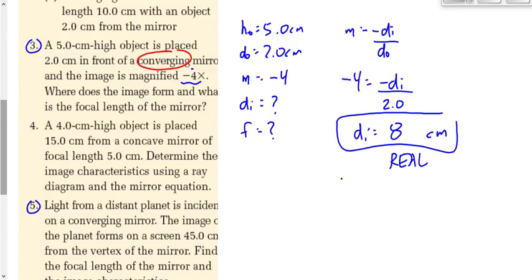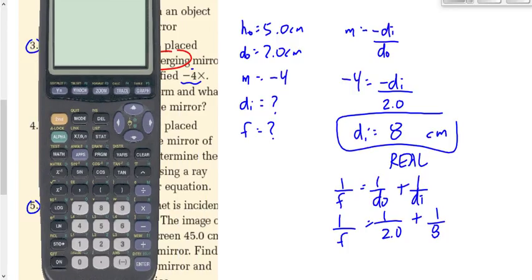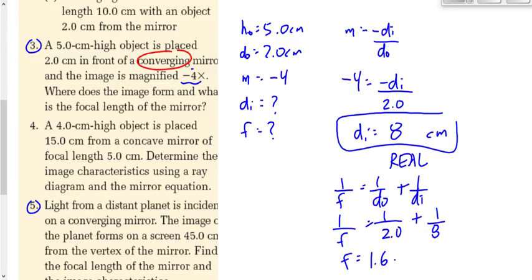The focal length. Now let's go to that other equation, the mirror equation. 1 over F is equal to 1 over DO plus 1 over DI. 1 over F is equal to 1 over 2.0 plus 1 over 8. And this is where we got to use our little calculator trick here. We're going to say 1 over 2 plus 1 over 8. We're going to flip it over, and we get 1.6, which, again, by rights in this one should be 1 digit, right? Which means it's 2 centimeters.